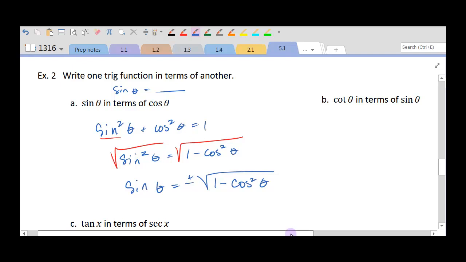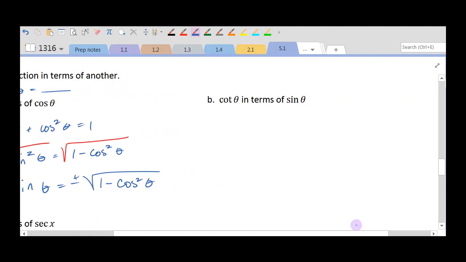Let's try that again, and let's look at cotangent in terms of sine. So again, I have to ask myself, is there an identity out there that relates cotangent with sine? There is. It's the quotient identity, which says that cotangent is equal to cosine theta over sine theta. But I only want my answer in terms of sine, and here I have it in terms of both cosine and sine. So how do I get rid of cosine and rewrite it in terms of sine again?